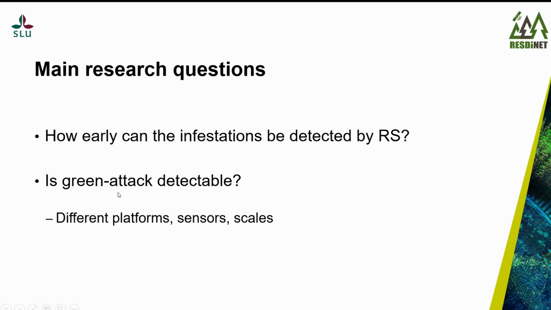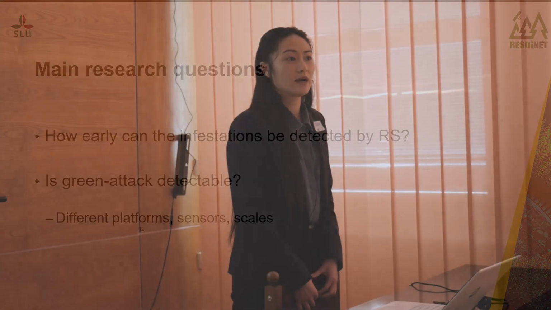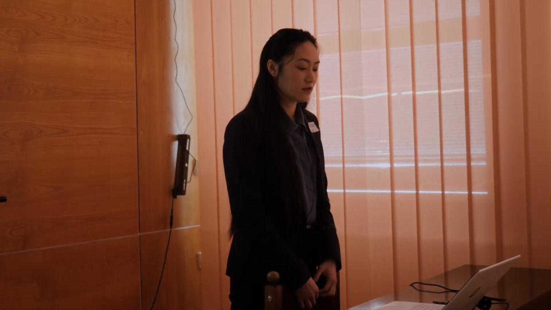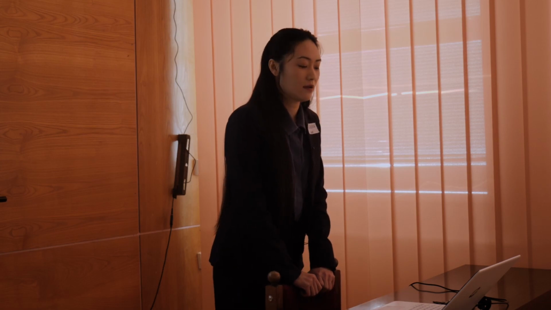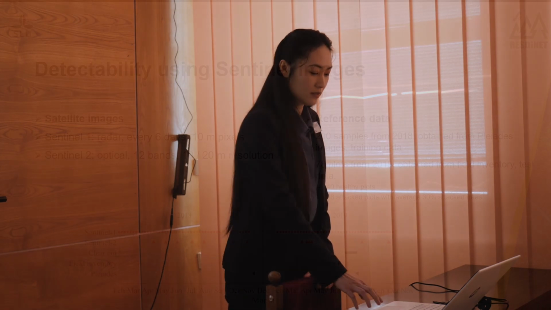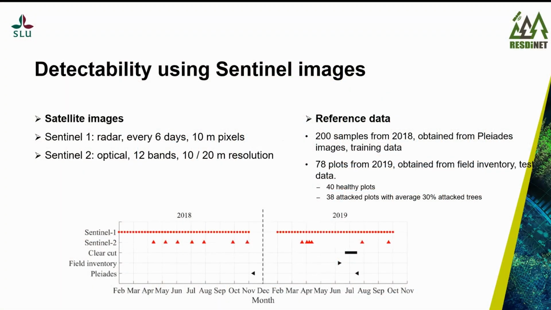Especially when considering the remote sensing technology, if we want to know if the green attack is detectable, we also need to consider different platforms, and that depends on the resolution, whether it's at the individual tree level or at the large scale level, like Sentinel-2 images. And it's also depending on the sensors, like how many bands, and also the scales. And our first study is starting with the Sentinel images.